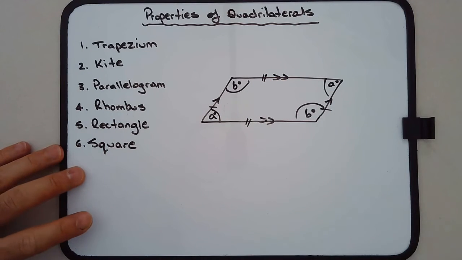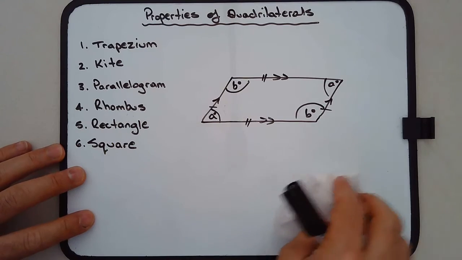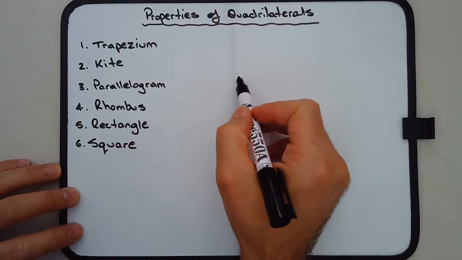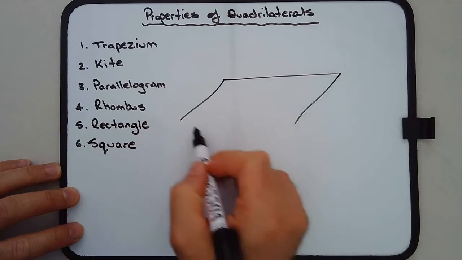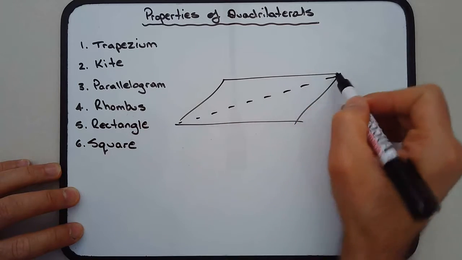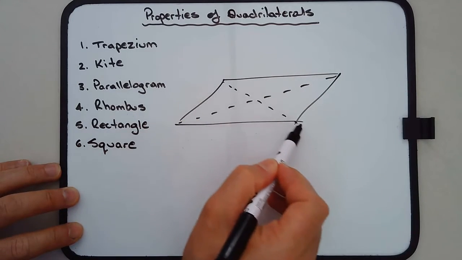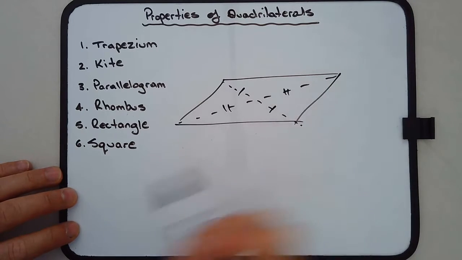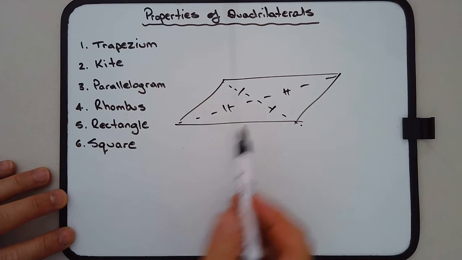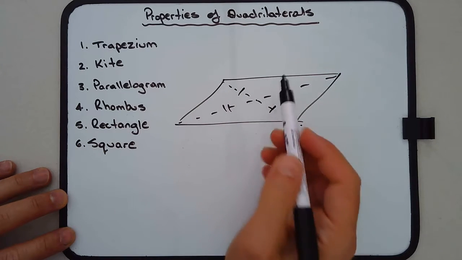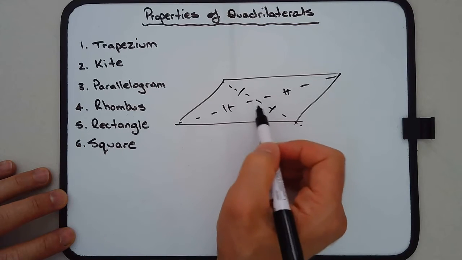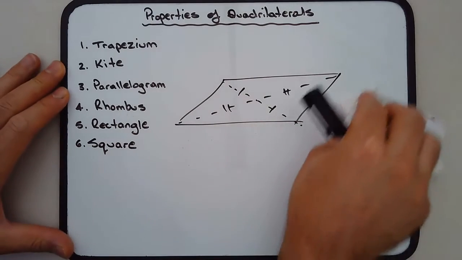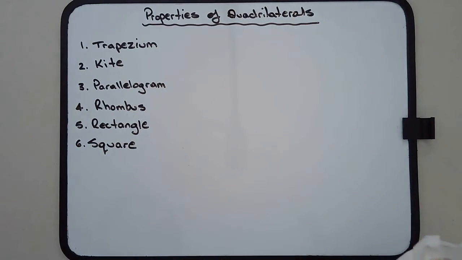The other thing with parallelograms is that their diagonals bisect each other. I might just redraw it. So that is equal to that, and that is equal to that. Each diagonal bisects the other in half. The angles that are formed by the diagonals, though, are not 90 degrees. It's something else, but they're not 90. So that's a parallelogram.